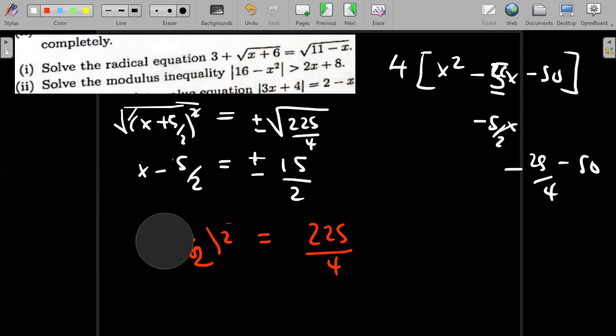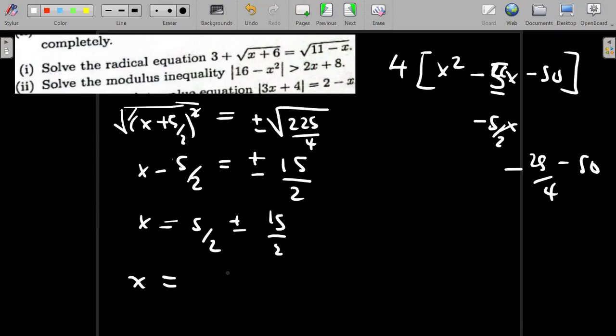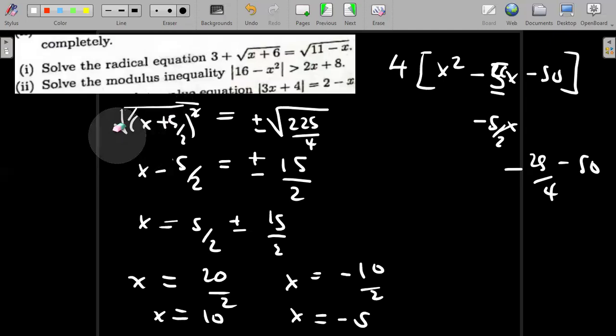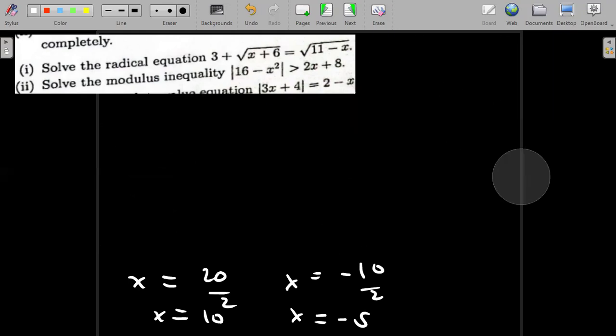Then we can work this to be, it's just going to be x is equal to 5 over 2, then plus minus 15 over 2, and this is just going to give you x as 20 over 2 and x as negative 10 over 2. X value is going to be equal to 10, and the other x value is going to be equal to negative 5. So when you have these radicals, you must test which value is going to be what. You must test the values that you get, because other values will not be valid when you plug them in.